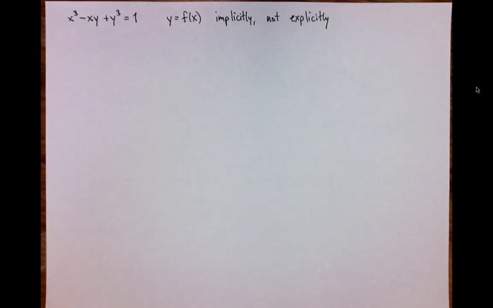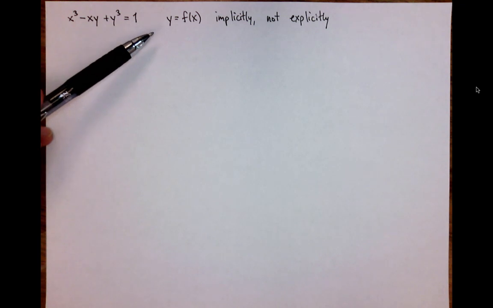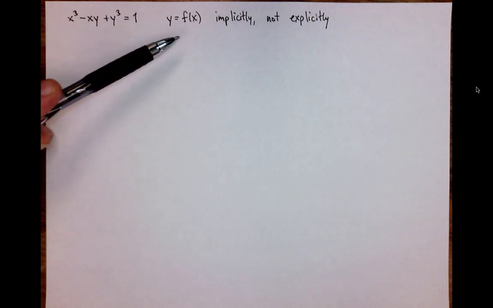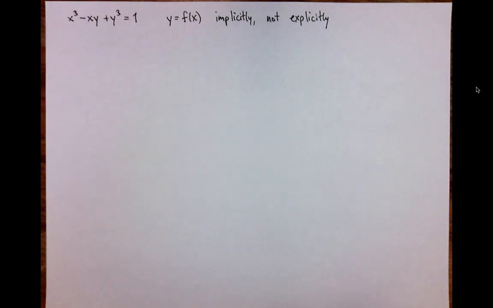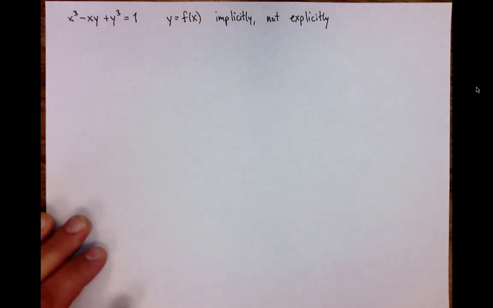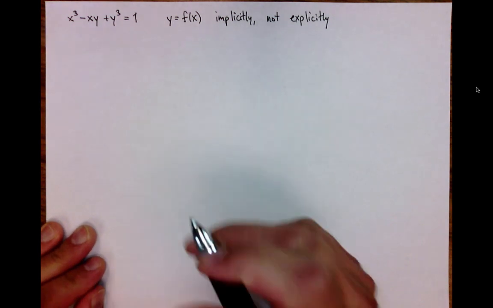When you have an equation like this one here, it can define y as a function of x, but only implicitly. It would be very hard to find a formula for f of x explicitly. But there is a trick for finding the derivative of y with respect to x very easily. And that's what we call implicit differentiation.